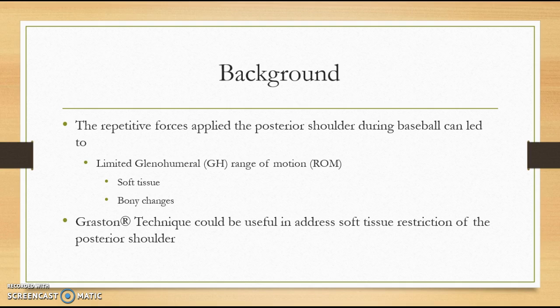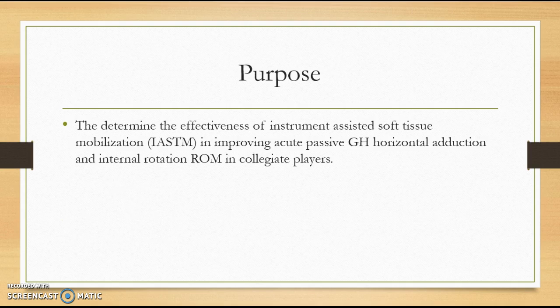And for the purpose of this presentation, glenohumeral is just going to be GH and range of motion is going to be ROM. These limitations can usually be soft tissue or bony changes from the excessive overhead movements in baseball. And Graston's technique has become pretty popular and can be used to address any soft tissue type of restrictions in the muscle.